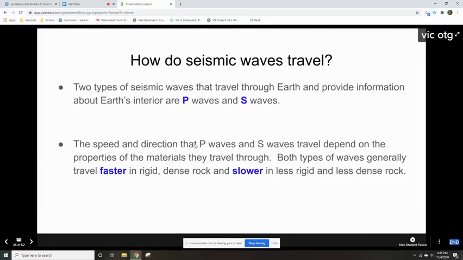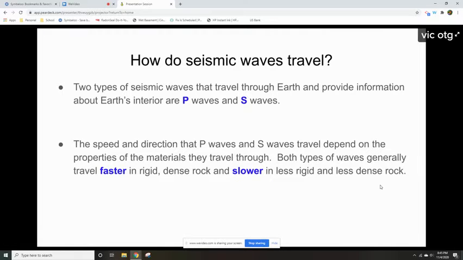The speed and direction that P and S waves travel depend on the properties of the materials they travel through. Both types of waves generally travel faster in rigid, dense rock and slower in less rigid and less dense rock. Translation: if the material is thick, like a solid, the wave is going to travel pretty fast. If it's less dense, it's going to travel slower, like through a liquid.